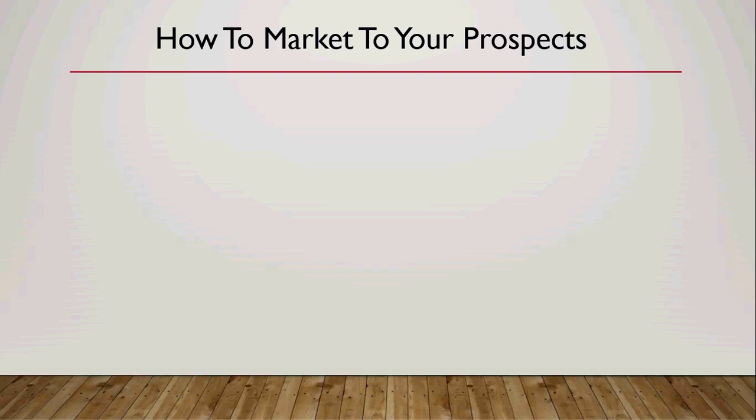So the third category is how to market to your prospects. How do you market this opportunity? Now you understand how to motivate your people to continue to duplicate. Now you understand what the steps are for your own goal setting and how to get the ball rolling, so to speak. So now that you've done this, how do you take all this information?